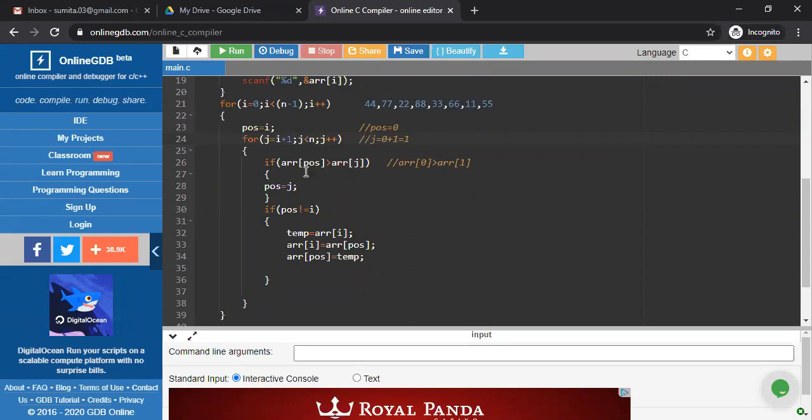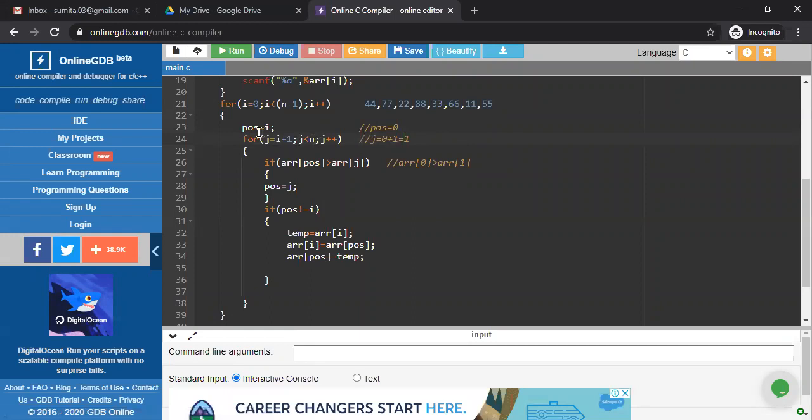So now the compiler moves on to this place. Am I right? So now according to the value of these variables, what is the POS value? 0. We saw that already. We wrote it already, because POS is equal to I. I is 0. So POS value is 0 and J value is 1. We know that J value is 1. So is ARR0 greater than ARR1? Now see, ARR0 is not greater than ARR1.